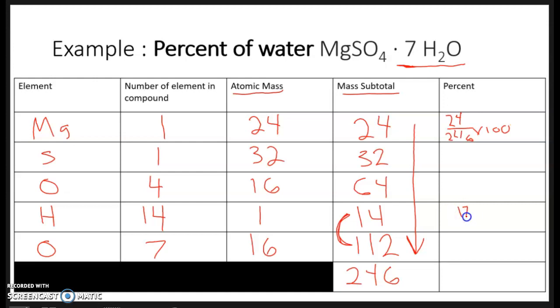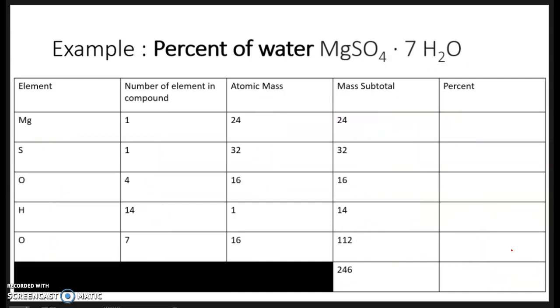126 divided by the total 246 times 100. Now when we calculate this, what we end up with is something like 51% water. So that 51%, that's the theoretical. We just calculated that. That's the theoretical.